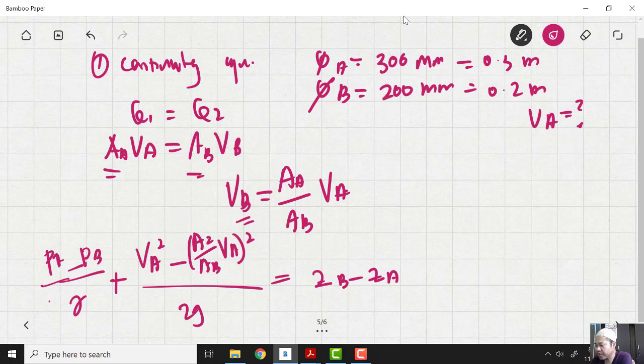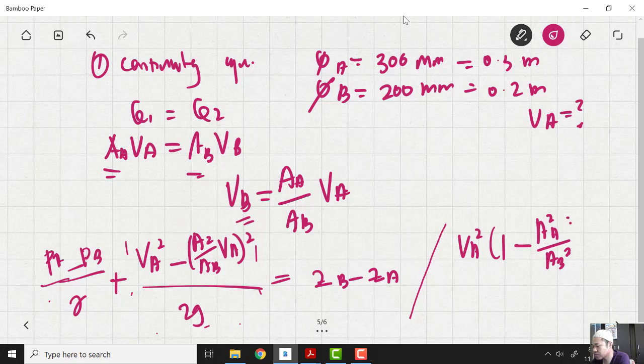Like I said before, we want to find VA, so you can factorize the VA. You can write it as VA square times 1 minus AA square over AB square, and then over 2g. You can also write it like this. Now we have already solved this section of the velocity head.